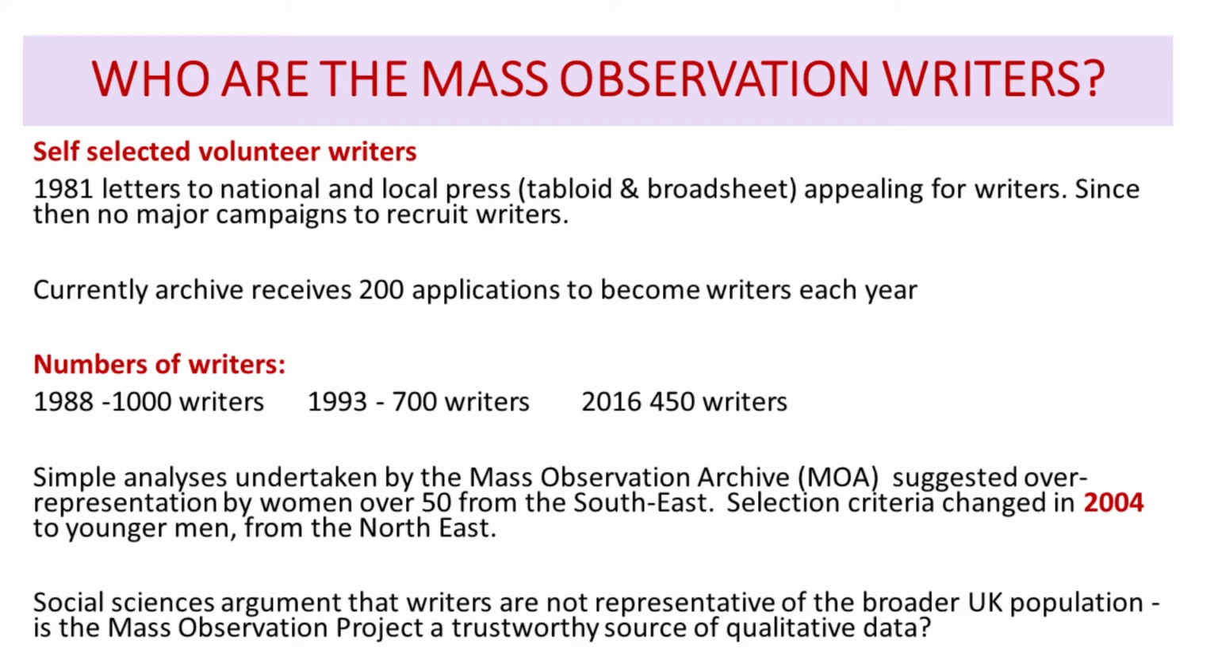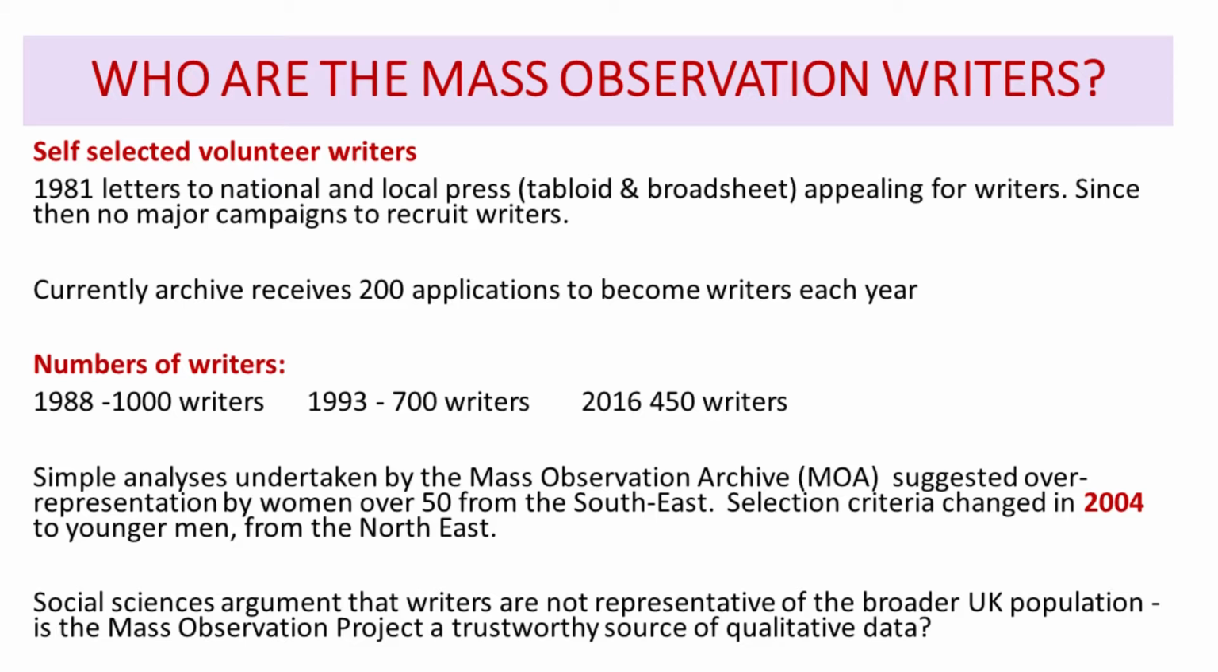So who are these writers? Well, there are self-selected volunteer writers. In 1981, the people running the project sent out letters to the press appealing for writers, but since then there have been no major campaigns to recruit writers. The archive receives approximately 200 applications each year from people wanting to join. In 1988, they had 1,000 writers. In 2016, they've got 450, and this is really about the resources of the archive staff. They can't manage 1,000 writers, so they've reduced the panel to 450 writers.